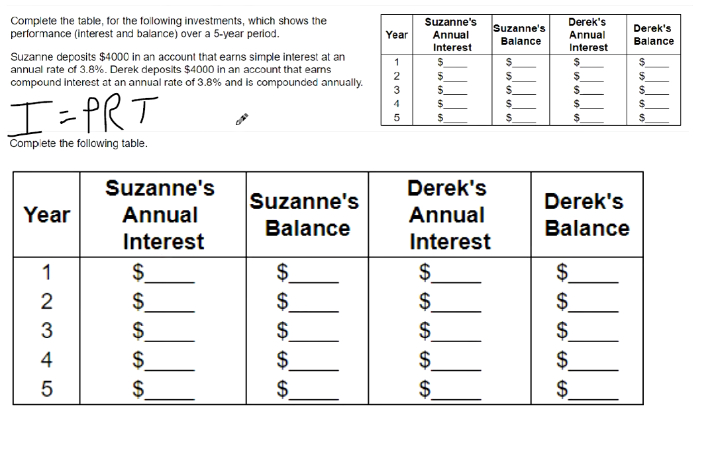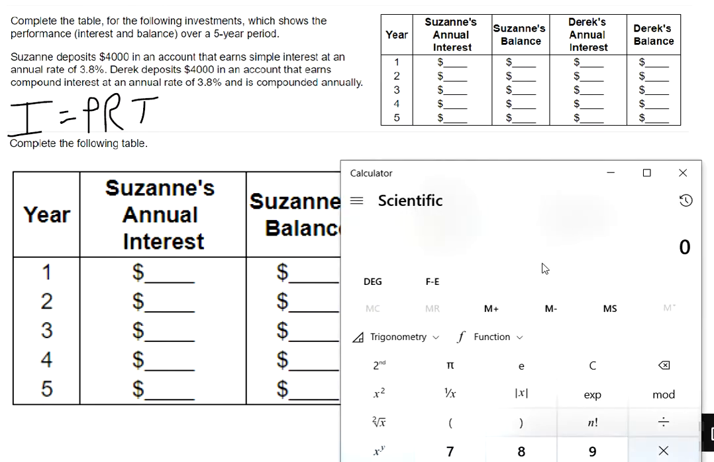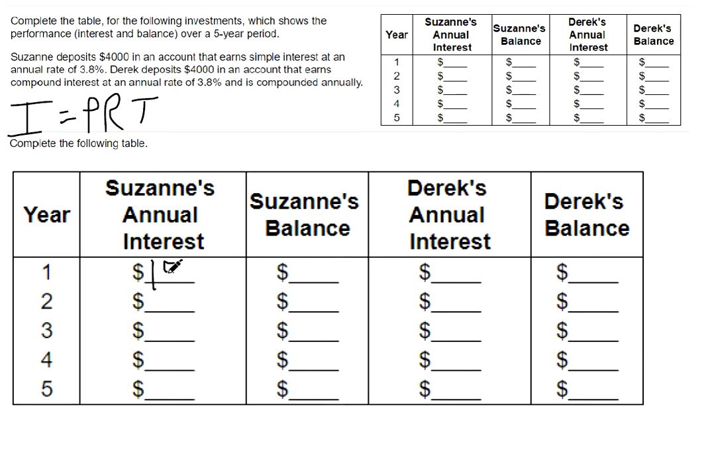So for Suzanne's interest for year one, all I'm going to do is take Suzanne's deposit of $4,000 and multiply it by the decimal form of that percentage, 0.038. And then that's for 1 year, so you just multiply by 1 for that t part of the formula. So it's $152 for interest. So Suzanne's balance is the $4,000 plus the $152. So that's $4,152.